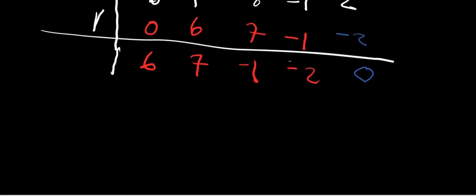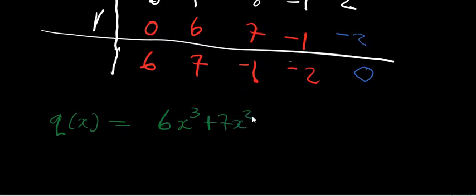So from that, since your expression is to the power 4, this simply means that our next expression, which we can say q of x, will simply be equal to 6x cubed plus 7x squared minus x minus 2. So that's the next expression.